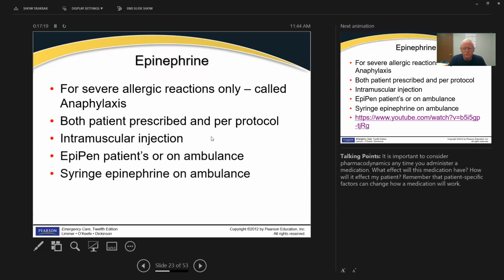Because EpiPens are very, very expensive, the state doctor group, called the CMAC, came out with a new protocol that allows us to do syringe epinephrine. So that's just like giving a shot to somebody if you were in the hospital or the doctor's office. So we need to teach you how to do that. In the case of giving epinephrine with a syringe, we will give it in the deltoid, the upper arm, okay?